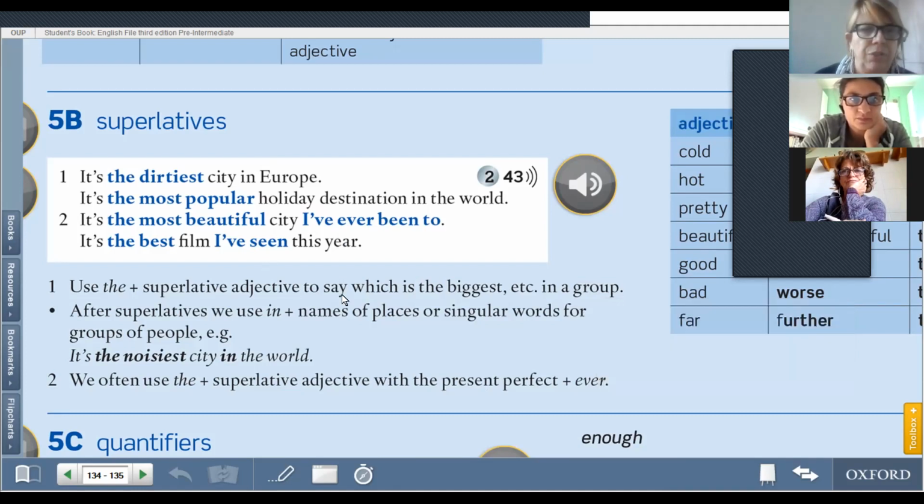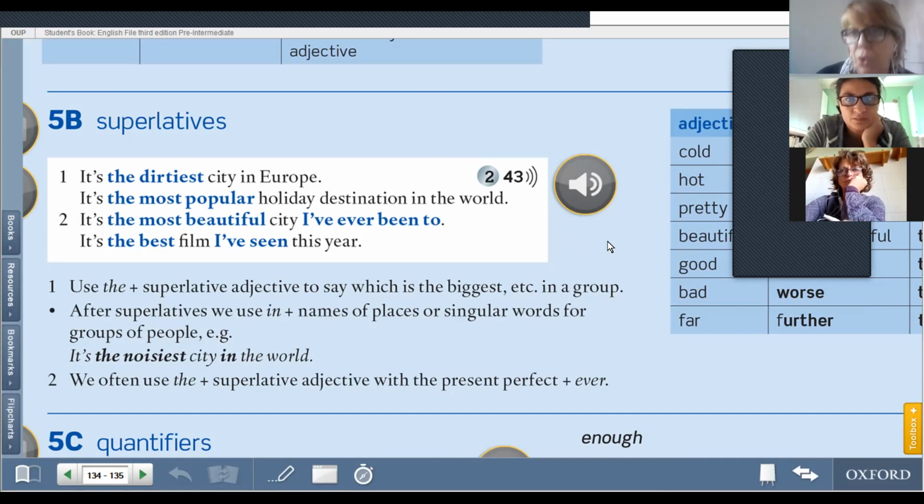Very often we use the superlative with the present perfect plus ever. Have you ever been to London? The answer is giving you the top I've done up to now. So it's the best film I've seen this year. Very often we use the present perfect and ever after a superlative.